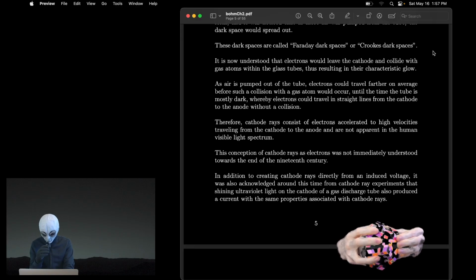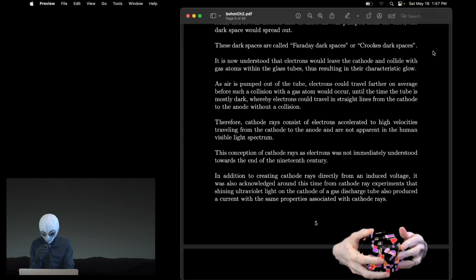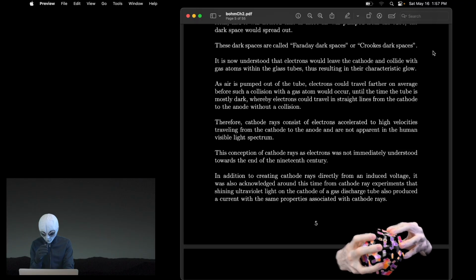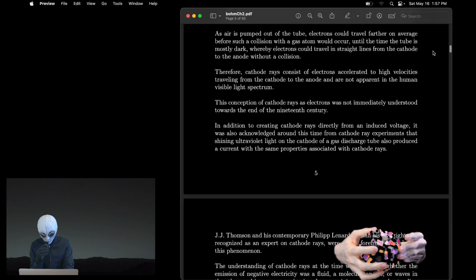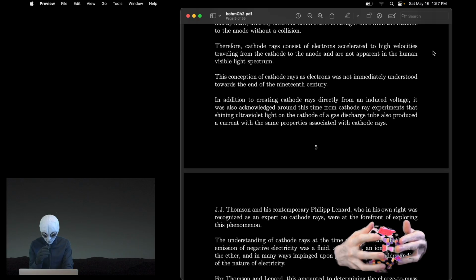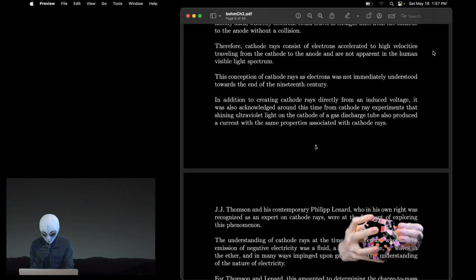As air is pumped out of the tube, electrons could travel farther on average before such a collision with a gas atom would occur, until the tube is mostly dark, whereby electrons could travel in straight lines from the cathode to the anode without a collision. Therefore, cathode rays consist of electrons accelerated to high velocities traveling from the cathode to the anode and are not apparent in the human visible light spectrum. This conception of cathode rays as electrons was not immediately understood towards the end of the 19th century.